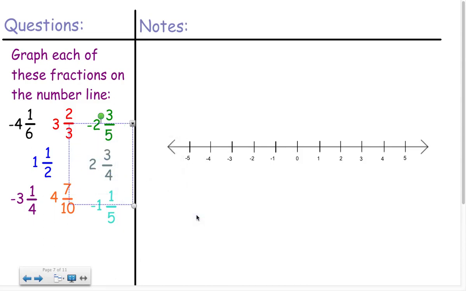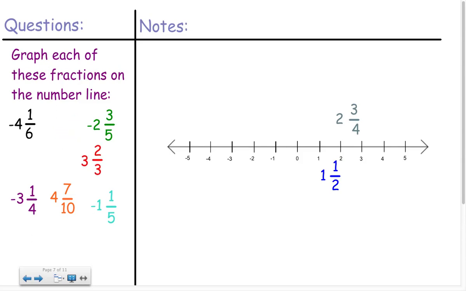Okay. Let's start with the positives because they're easier. 1 1/2. That one's not too bad. 1 1/2 goes in between 1 and 2. 2 3/4. 2 and a little bit more, so it goes in between 2 and 3. 3 2/3 is a little bit more than 3, so it goes in between 3 and 4. 4 7/10 is a little bit bigger than 4, so it goes between 4 and 5.